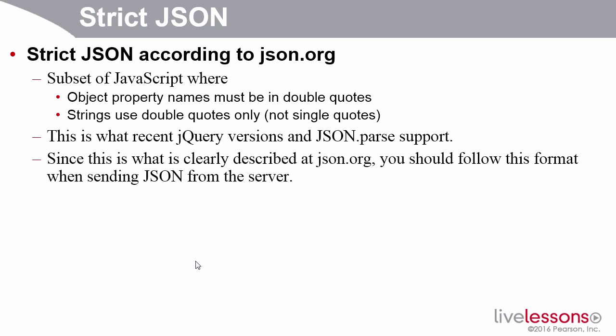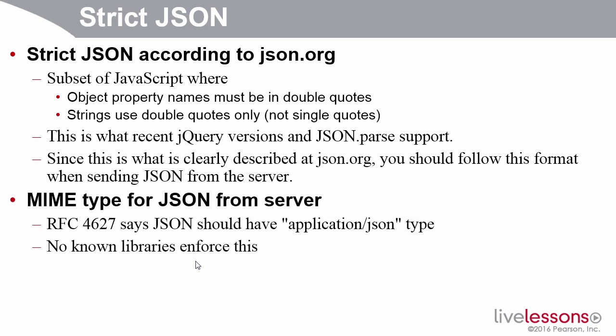It's not any random piece of JavaScript code. It's an anonymous object or an array where object property names are enclosed in quotes and strings use double quotes. And if you violate this rule, it'll work with eval, but it will not work with JSON.parse. It will not work with jQuery, and you'll get an error instead.